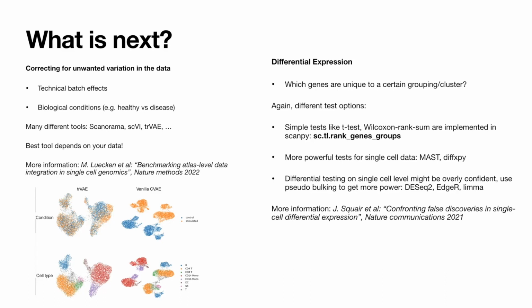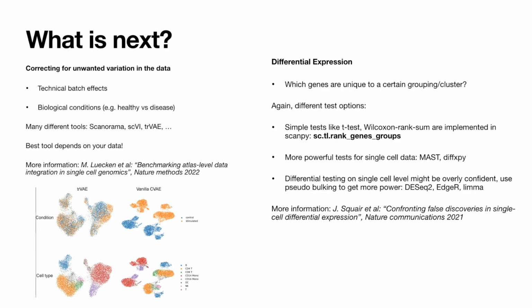And for this, what we usually use are batch integration methods like Scanorama, scVI, trVAE, and there are many more. I'm just mentioning a couple of the Python tools that we usually use, but there are a lot more that one can use to reduce the batch effects in your data. I also want to point you to a recent benchmarking paper for some of these algorithms that you can have a look at to figure out which one would be adequate to use for your data.